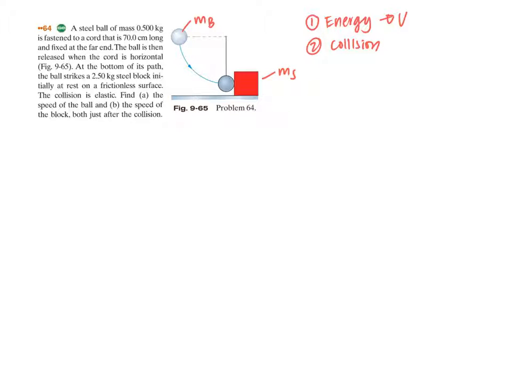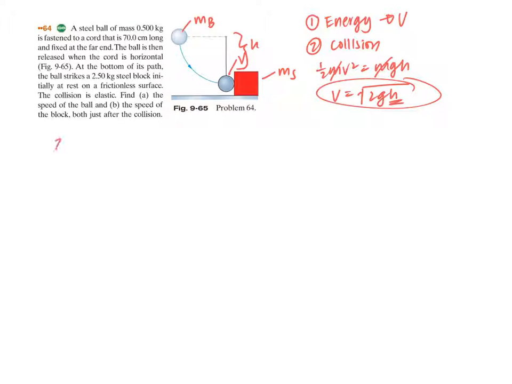So in order to find the velocity of the ball right before the collision, all we have to do is set 1/2 mv squared equal to mgh, and then we can take out the two m's, so v equals this. And then h is going to be the radius of this pendulum, so that's going to be h. So this is going to be v.